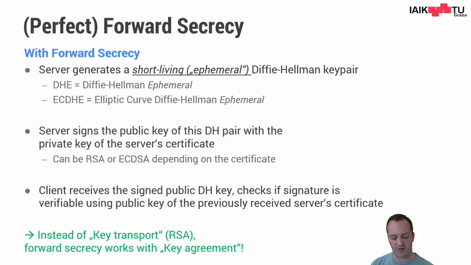The client receives the signed public Diffie-Hellman key, and meanwhile it has also received the public key encapsulated in the server certificate. It can use this public key to check if the signature is verifiable. In other words, if the signed public key it just got from the server is really from the server. So what happens here is key agreement.